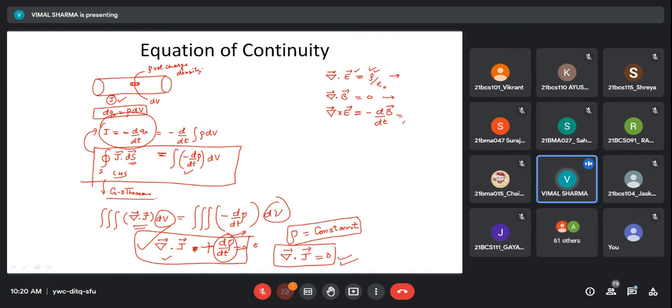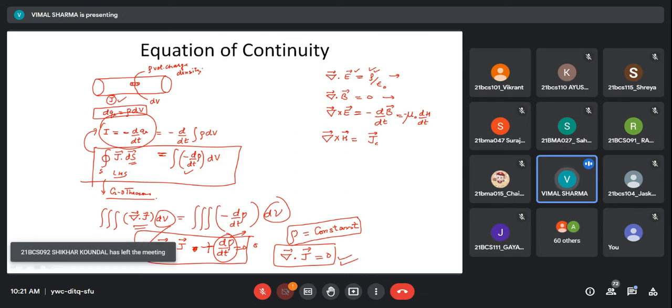Or for free space, sometimes we write it as mu naught times d by dt of H, with negative sign. And then we write the fourth law, which is about curl of magnetic field H. This is J, that is conduction current density, plus epsilon naught times d by dt of E, that is electric field.